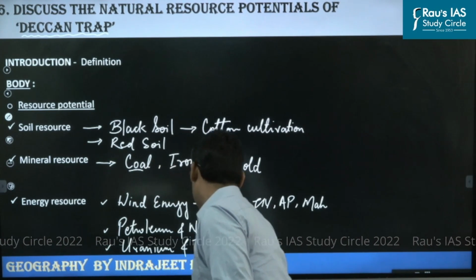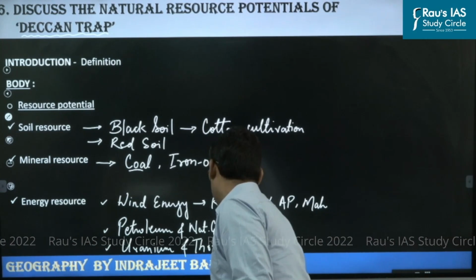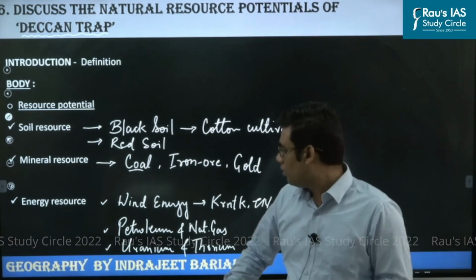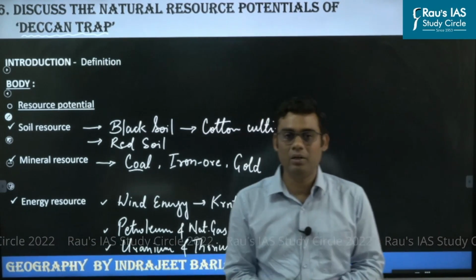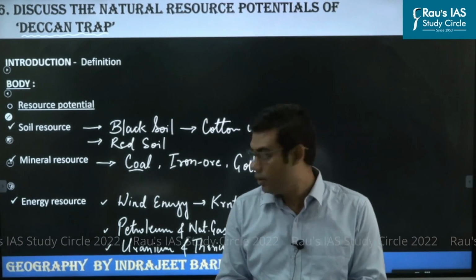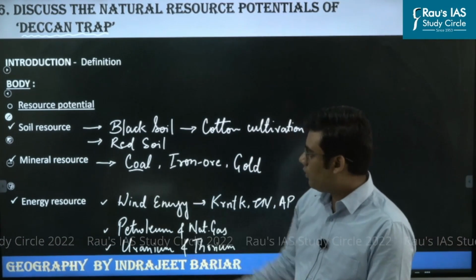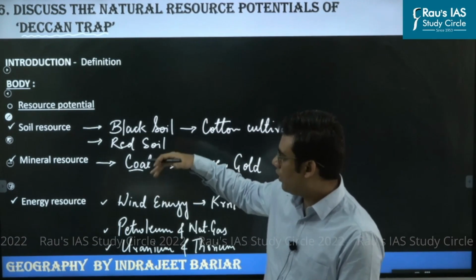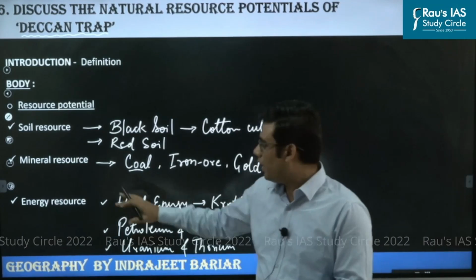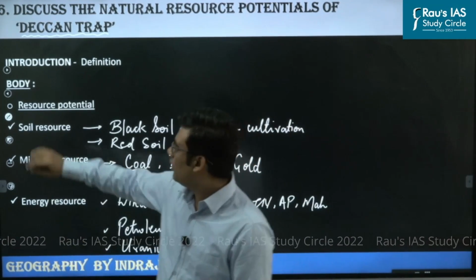Uranium as well as thorium reserves. Thorium is found in the coastal areas, and uranium, very recently, we have found some good reserves of uranium in the Karnataka region. So all of this can be put under energy resources. So under the resources, you have soil resource separately, mineral resource separately, and energy resource separately.